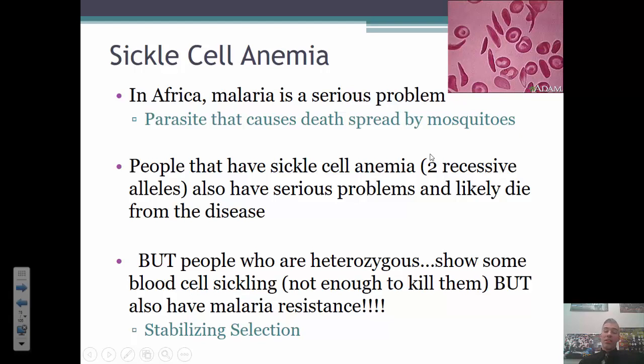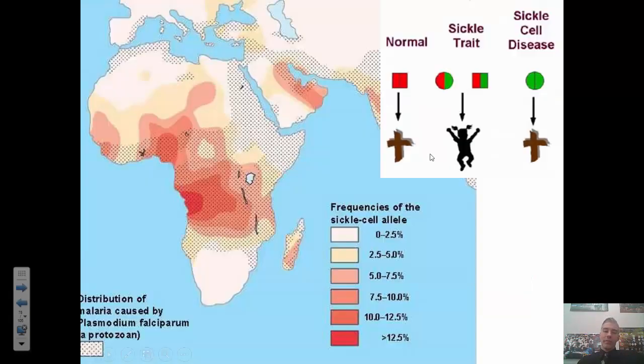So this actually causes stabilizing selection because we select against individuals that don't have the sickle cell allele because malaria could kill them. You select against the individuals that do have the sickle cell allele full-blown, little a, because they die of sickle cell anemia and never reach reproductive age. And you select for the heterozygous individuals.